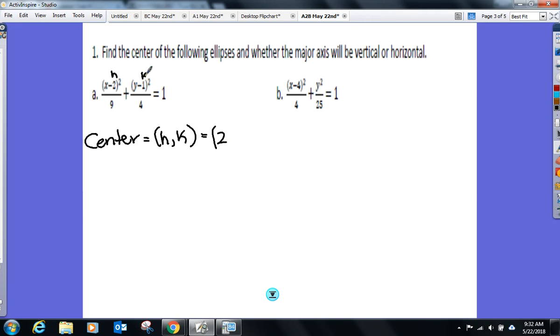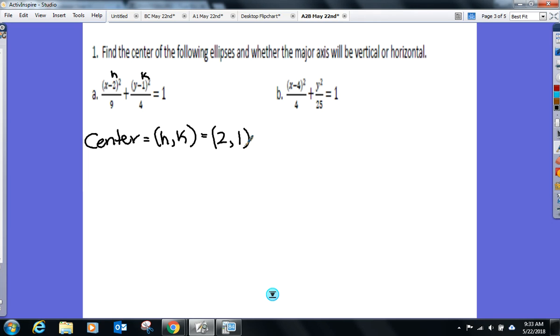What's your k value? Y minus k. What did I just plug in for k? I just plugged in 1. So the center of this ellipse is going to be at (2, 1). And if you want to think of it this way, I'll make it easy on you, especially the seniors in here: take the opposite of what's in there. If it's +1, this would be -1. I'll make it easy on you so you don't have to remember all these darn rules. All right, questions so far?